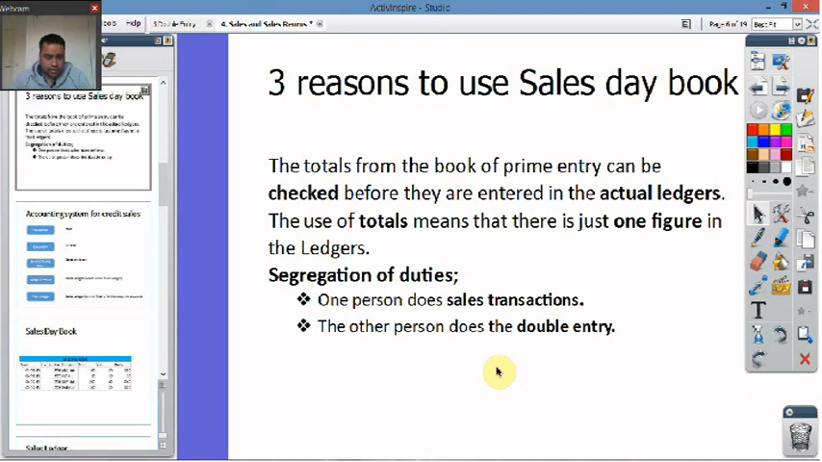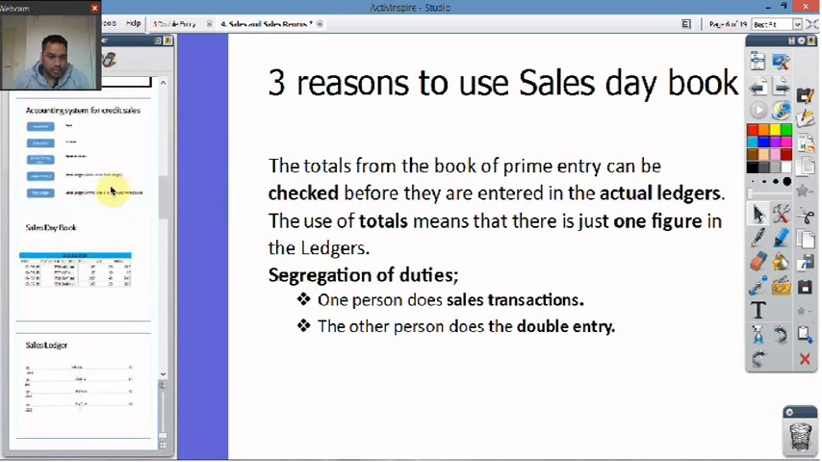So say if you had a big accounting system with loads of transactions, then one person would manage the sales daybook. They could check all the figures, etc., and then the other person would check the totals, check everything matches, and then enter into the main accounts, the double entry system. So there's more than one reason why you'd use a sales daybook.